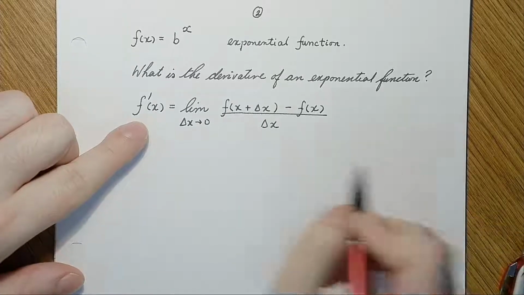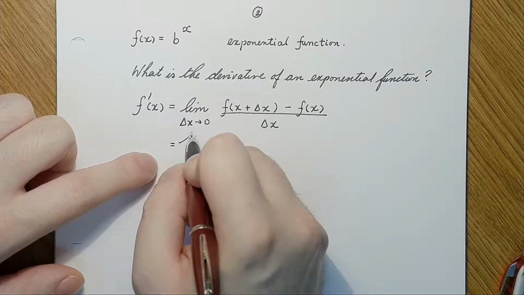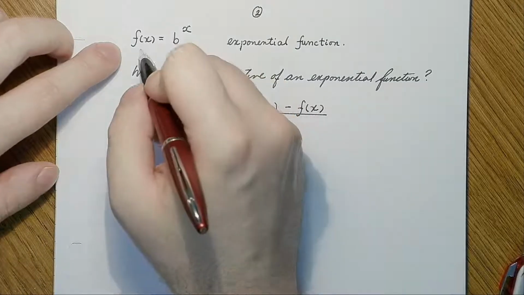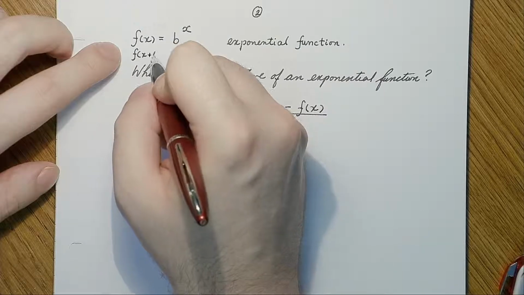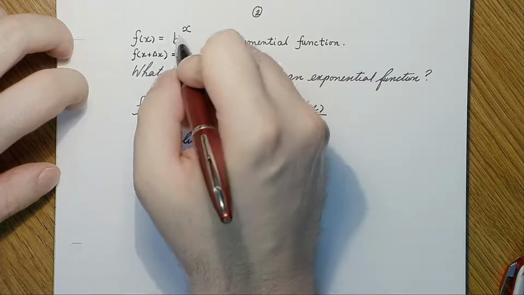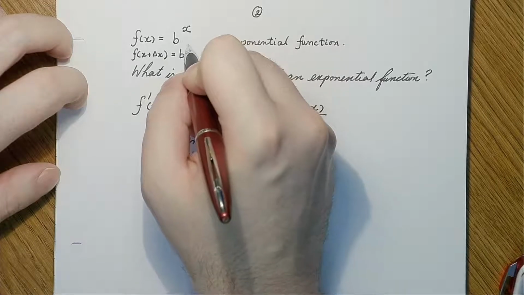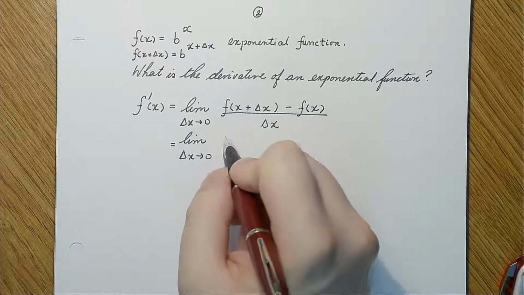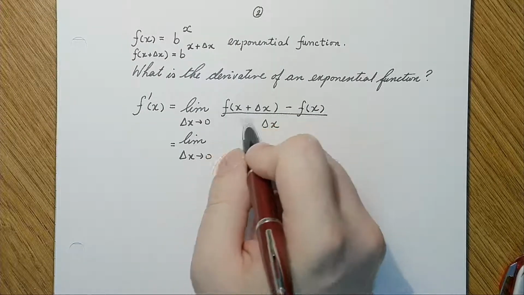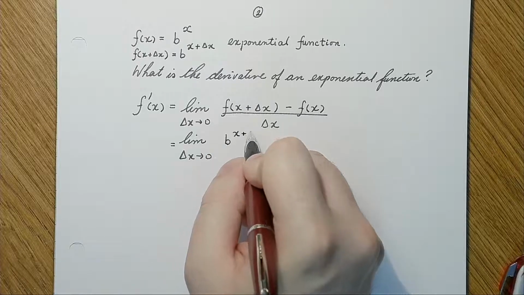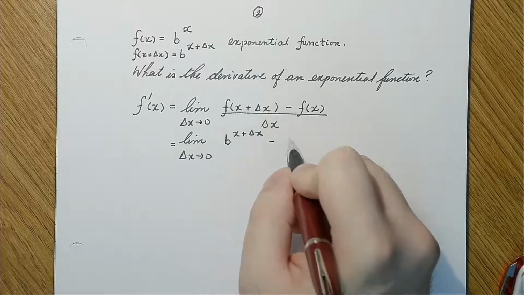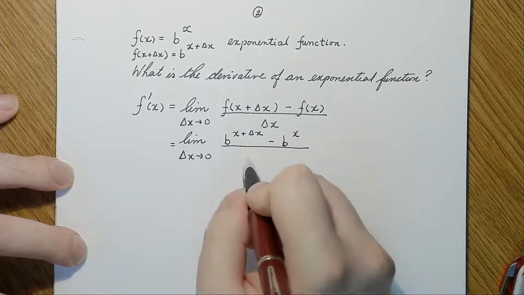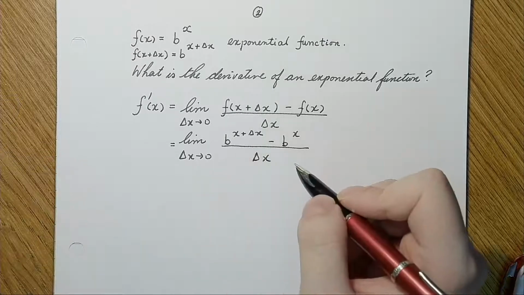So what does this mean here? We're going to start to substitute in our functions here. So in this case, if I have f of x plus delta x, that means that I have b to the x plus delta x. So I can substitute that in. So for this part right here, that's b to the x plus delta x minus b to the x all over delta x.